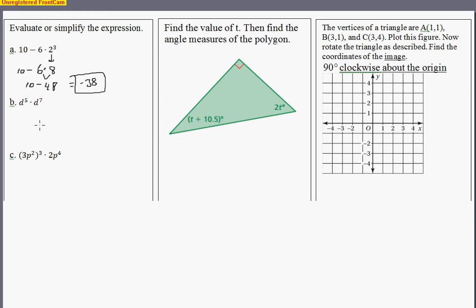And this one here, I just use the exponent rule. 5 and 7 add to make 12, so d to the 12th power. And over here, we've got to use the exponent rule again.